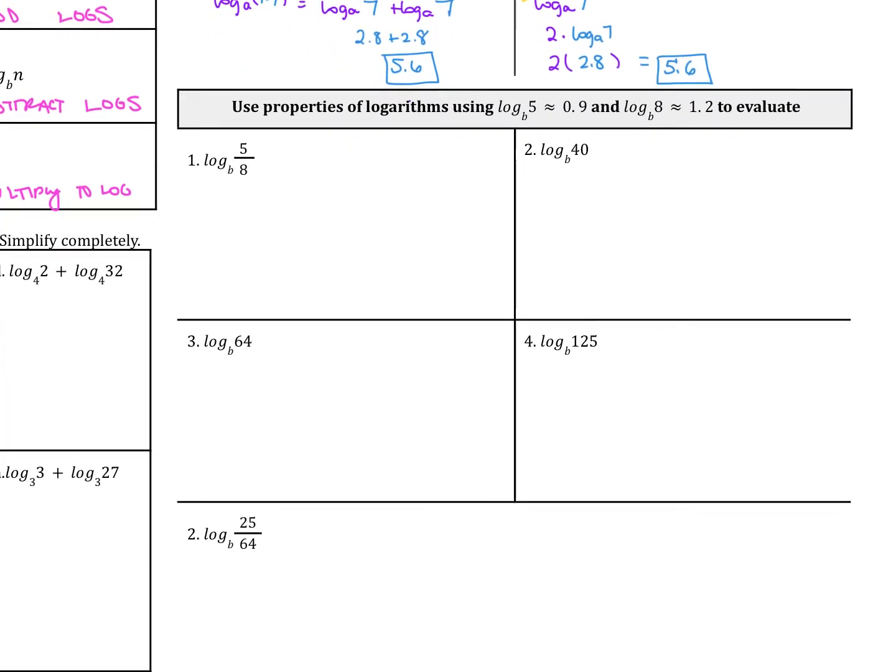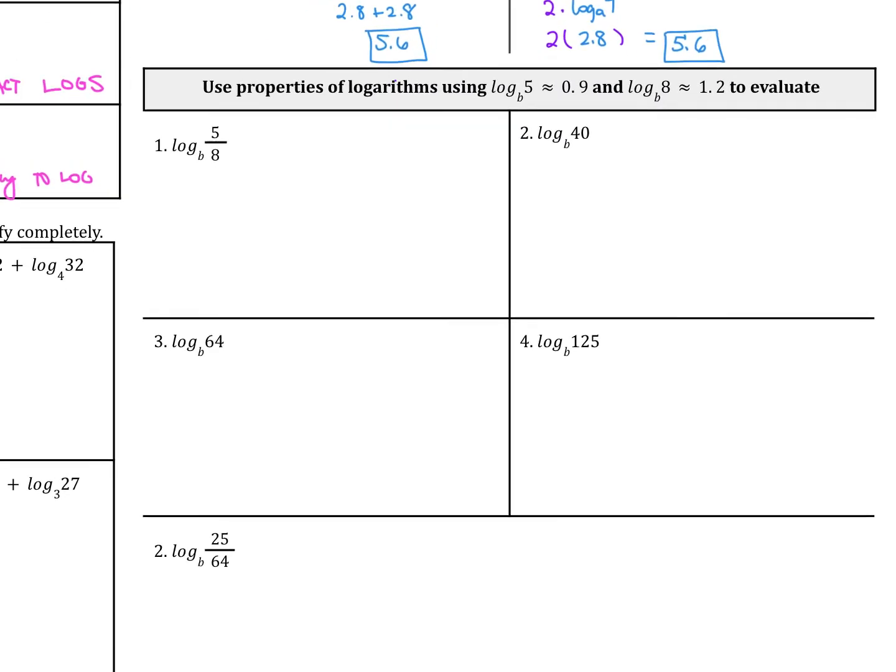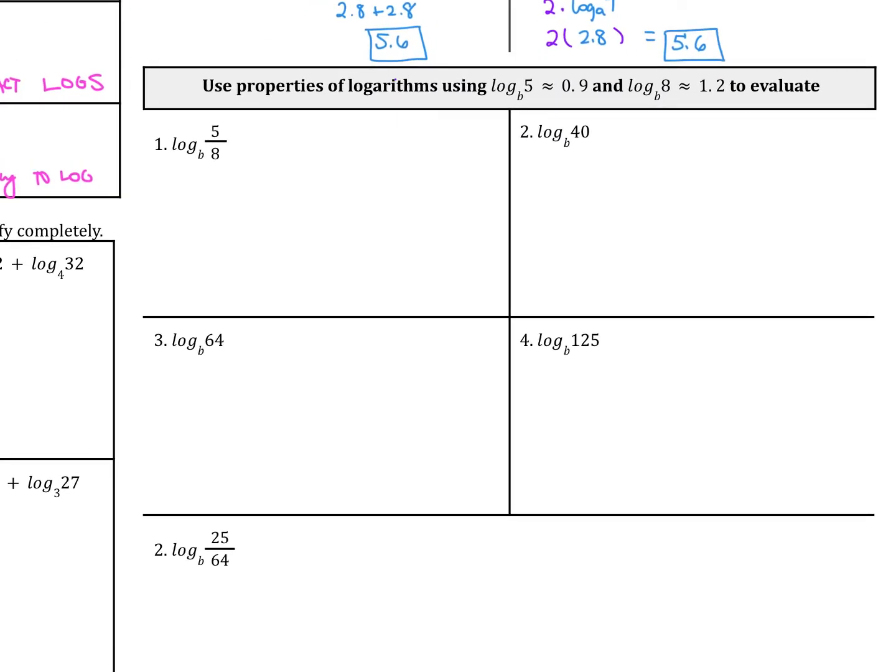So here is a set for you to try. Now there are different values, and there's also log base b. To help you out, you're going to use log base b of 5 is approximately 0.9, and log base b of 8 is approximately 1.2. Those values are different from the one above. So you can only use 5 and 8 in order to make any of these values.